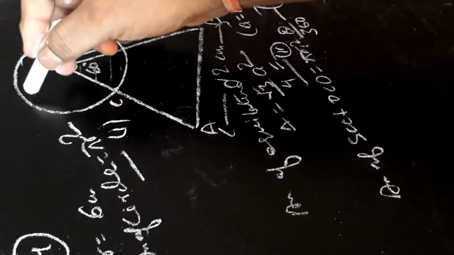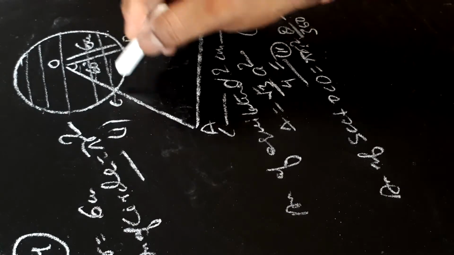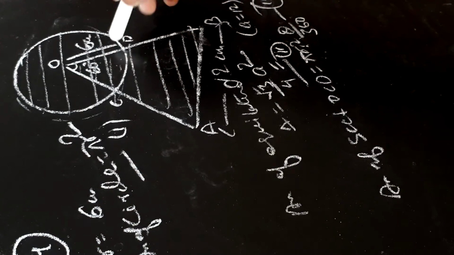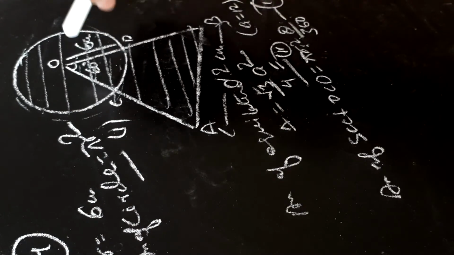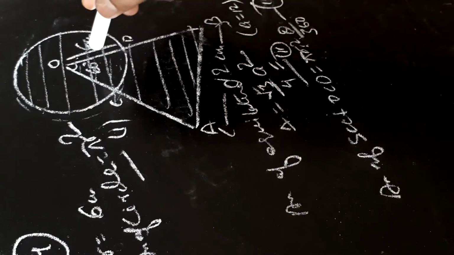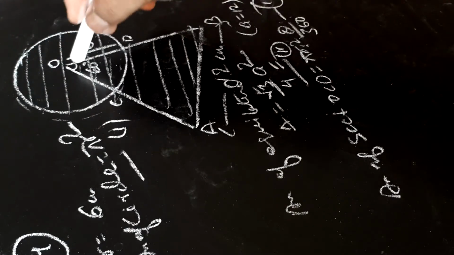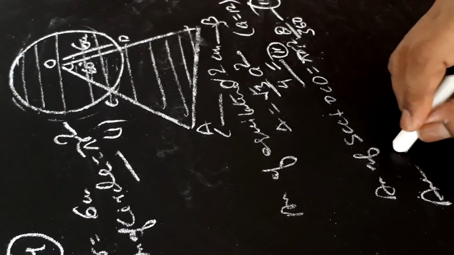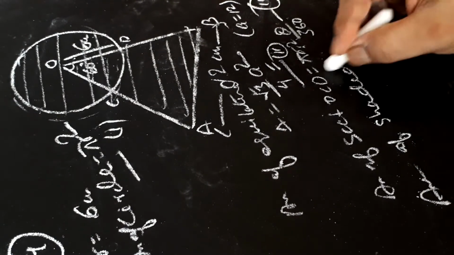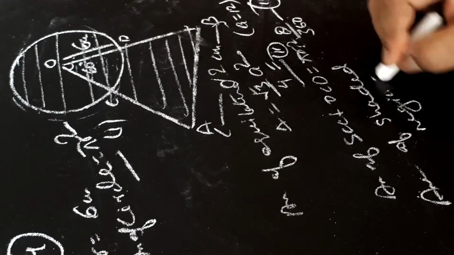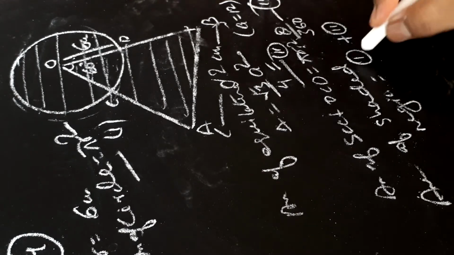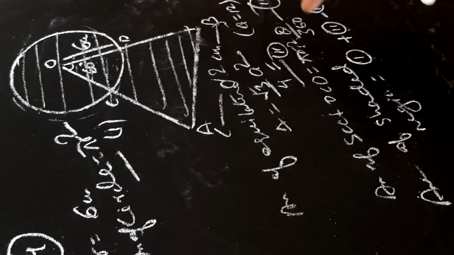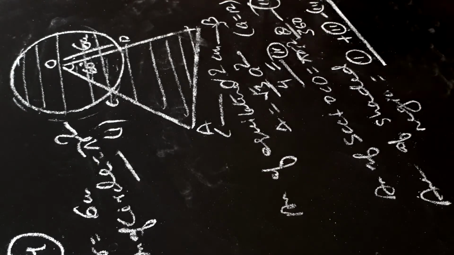Now to find the area of the shaded region, we will add the area of circle and area of triangle and subtract the area of sector. Not segment, sector, because it is coming twice, once in the circle and once in this triangle. So area of shaded region is equal to 1 plus 2, meaning area of circle plus area of triangle, minus 3, meaning minus area of sector. We will get the area of shaded region in this question.